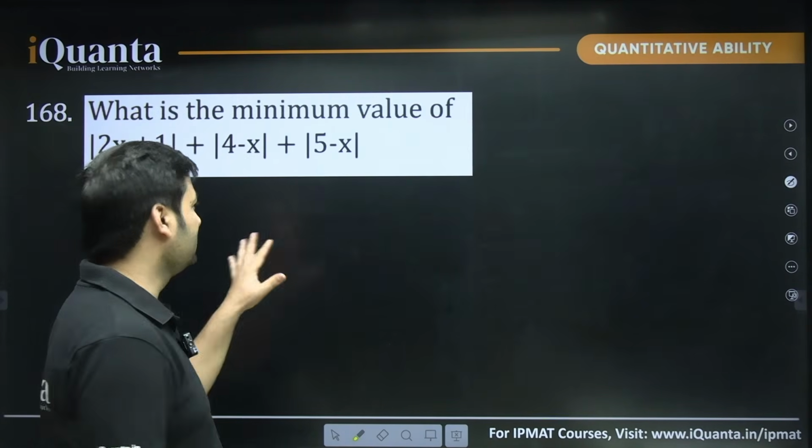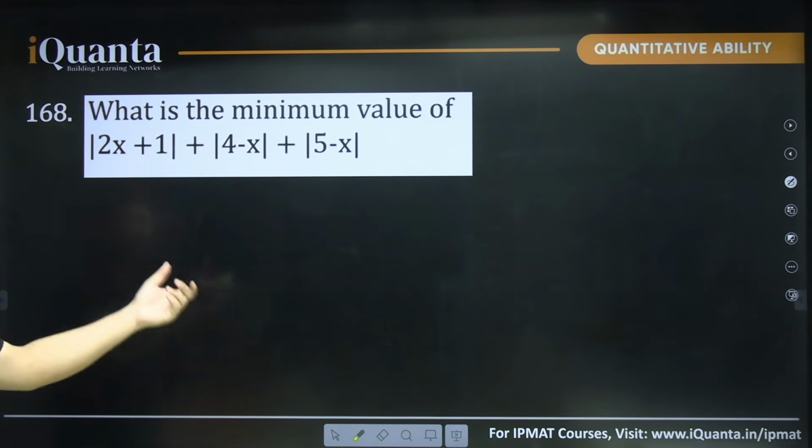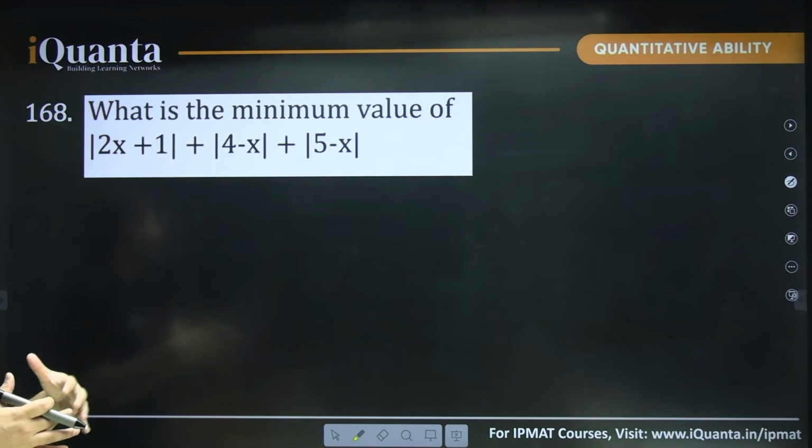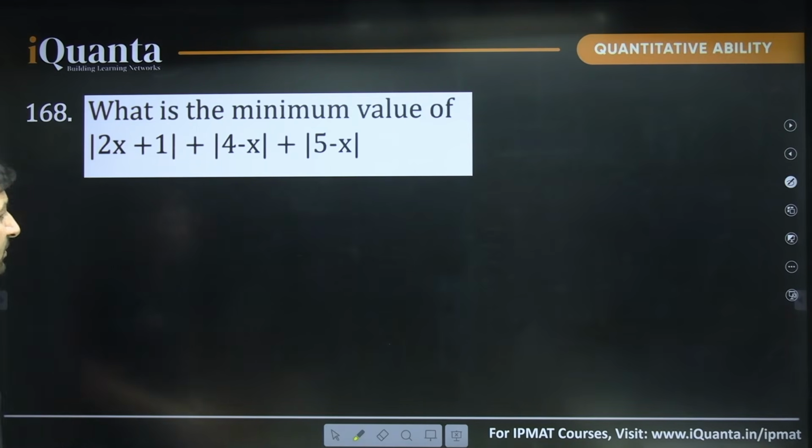Now let us look at this question, okay? This is a modulus question. You have to find out the minimum value. There are 3 modulus being added. So I have told you that whenever there are multiple modulus being added, you just have to find out the critical points, and then you have to find out the median critical point. The minimum lies at the median critical point, okay?